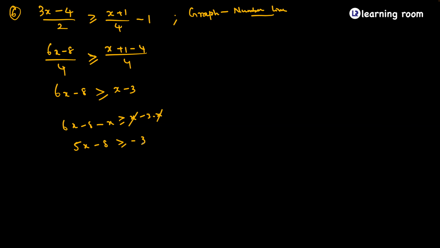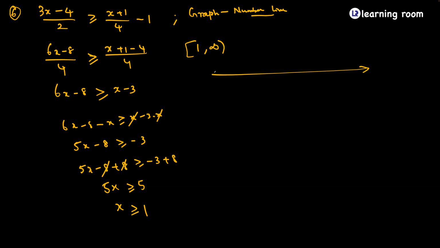You will add 8 on both the sides, because I want the variable to go to the other side. So 5x minus 8 plus 8 is greater than or equal to minus 3 plus 8. This and this are gone. So 5x is greater than or equal to 5. So x is going to be greater than or equal to 1. So the answer will be 1 to infinity.